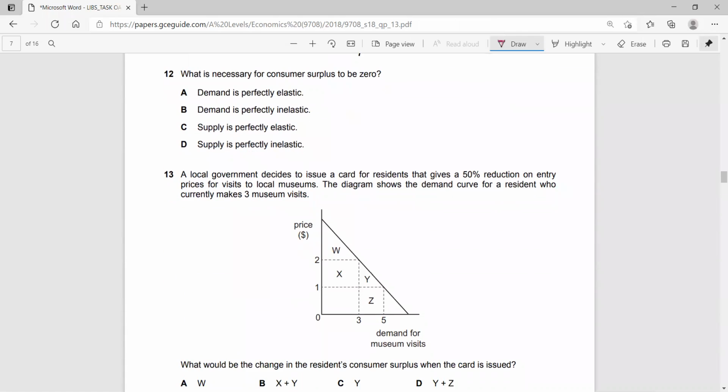What is necessary for consumer surplus to be zero? What you should know is if you make a normal demand supply diagram, consumer surplus is this area, below the demand curve and above the price level. So let's look at these diagrams. If demand is perfectly elastic, it's horizontal. Let's make a supply curve randomly here. Clearly, consumer surplus is below the demand curve but above the price level. In this case, the demand curve and the price level are the same thing. So there is no region below the demand curve and above the price level. So in this case, consumer surplus would be zero.